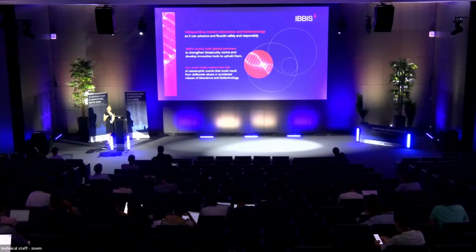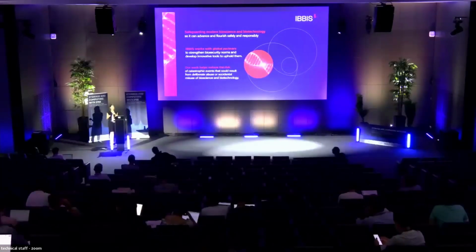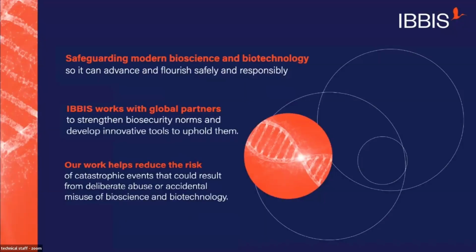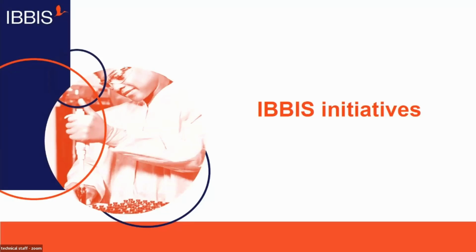What's really critical to our work is about reducing risk of catastrophic events that could result from the deliberate abuse or accidental misuse of biosafety and biotechnology. I think you'll agree with me, these are really critical themes in the context of the conference that we're having today. So I want to give you a little bit of background about two main initiatives. There are several, but two main initiatives that are really relevant to the talk on biosecurity today.